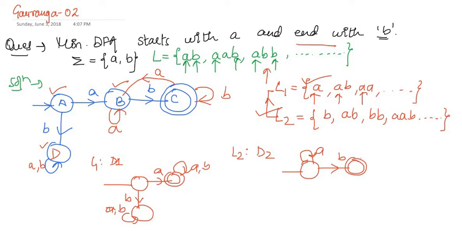And if a number of b's come, we will accept that, but if a comes, we again return back. So this is the DFA for L1 and L2. Now we can concatenate, see how we can concatenate.